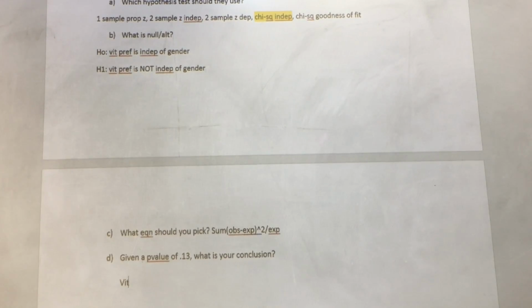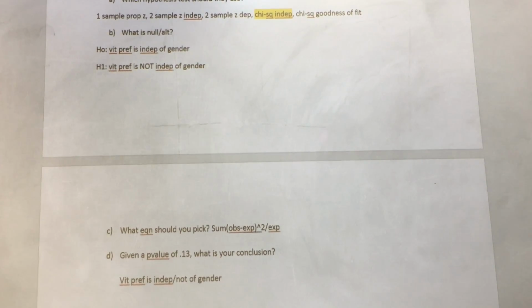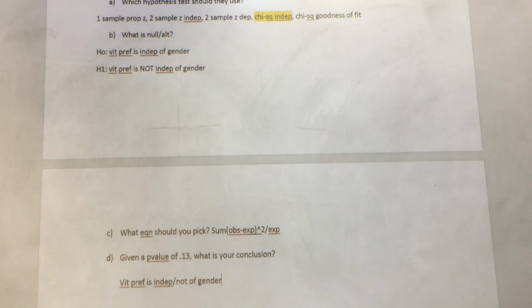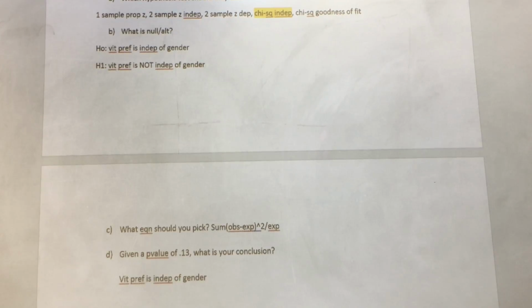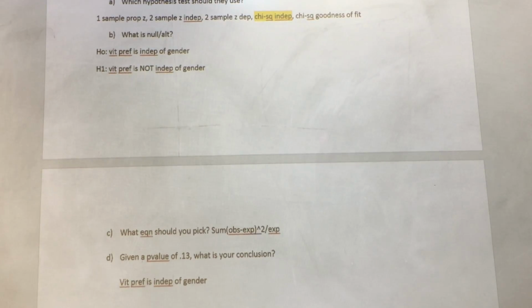Here, I'm going to write it: vitamin preference is, and then I'm going to put, it's either independent or not independent, of gender. Okay, so who says it's independent? Definite majority. Who says it's not? Oh, you changed your mind? Who says it's not independent? Okay, so you changed your mind. That's correct. It is independent of gender because we are not rejecting the null. So that means the null said it was independent. We're not rejecting that, therefore it must be independent. Or there's not enough evidence that it's not independent.